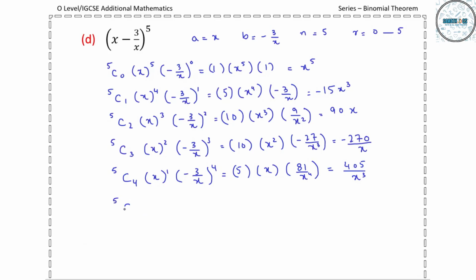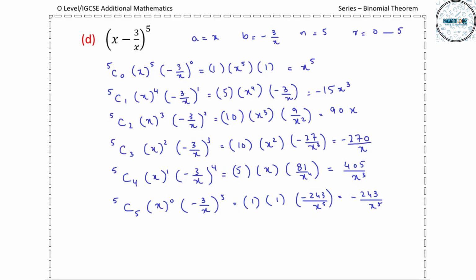Last term, 5c5, x with power 0, negative 3 over x with power 5, which is equal to 5c5 is 1, x power 0 is 1, negative 3 over x with power 5 is negative 243 divided by x power 5, which is equal to negative 243 divided by x power 5.